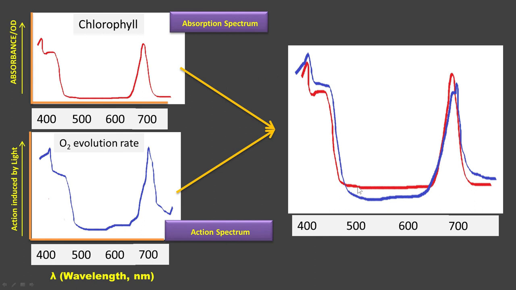We can say by this graph that a particular absorption is responsible for a particular action induced by light energy of a particular pigment. Here we are considering the chlorophyll molecule. If we take phytochrome, cytochrome or any pigment molecule that senses light, we have to see its action. When we find they are superimposing each other, then a particular absorption is responsible for a particular action. This is the importance of absorption and action spectra.